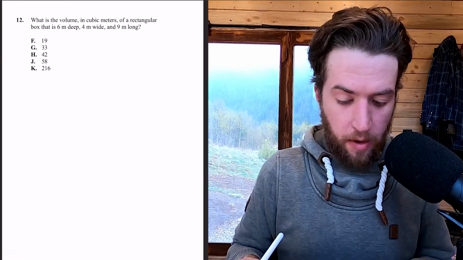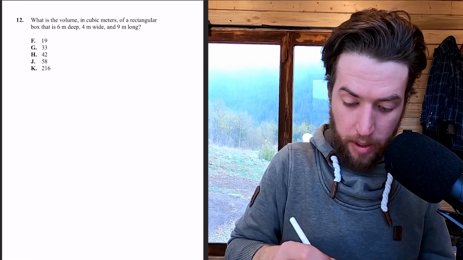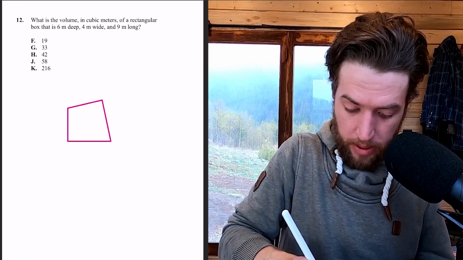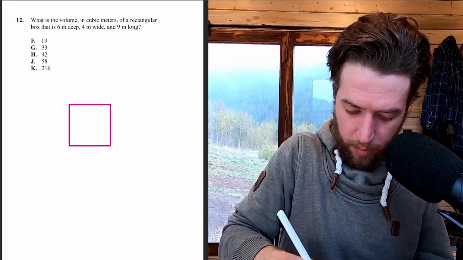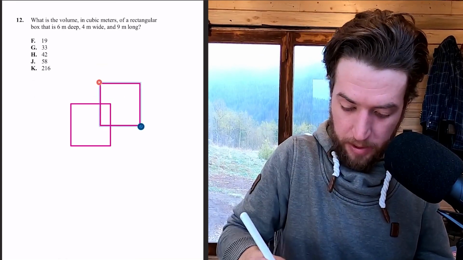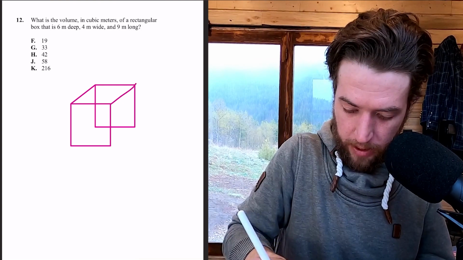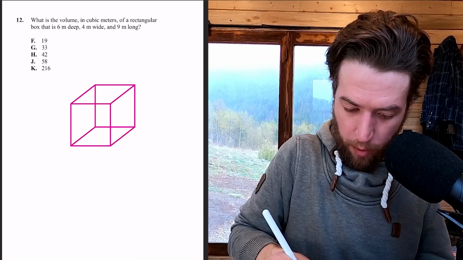All right, what is the volume in cubic meters of a rectangular box that is 6 meters deep, 4 meters wide, and 9 meters long? So we have this rectangular box, so we have our little box. Something I like to sometimes do when I'm trying to draw these 3D shapes is copy and paste. Good luck doing that with your pencil while on the ACT, but you can kind of just sketch it out. All right, here's our prism.